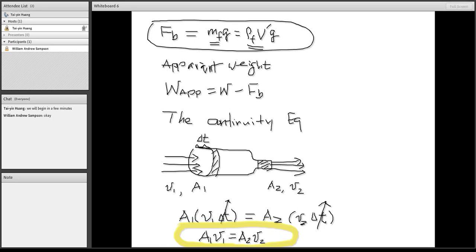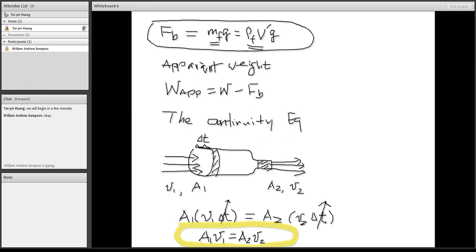Because mass is conserved, this equation basically tells you that if the cross-sectional area A1 is larger, then V1 has to be smaller, such that the product stays the same when you have the smaller area times the larger velocity on the right. So the larger the area, the slower the fluid flows. Okay, so that's one thing, and that is the continuity equation.